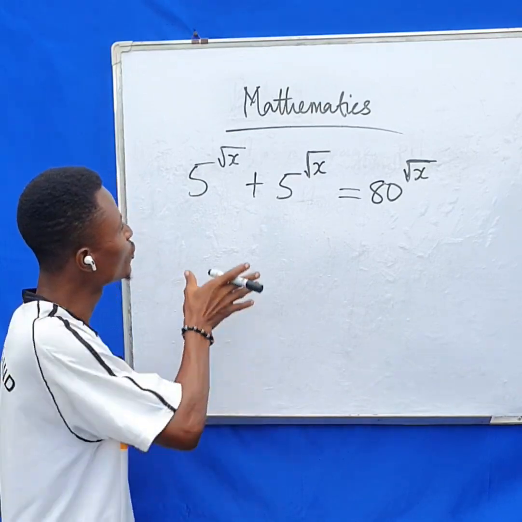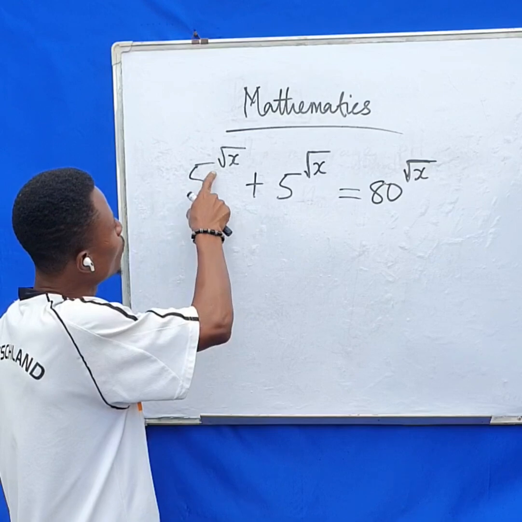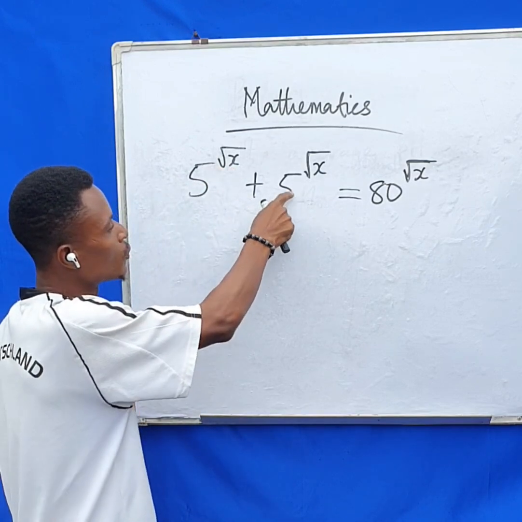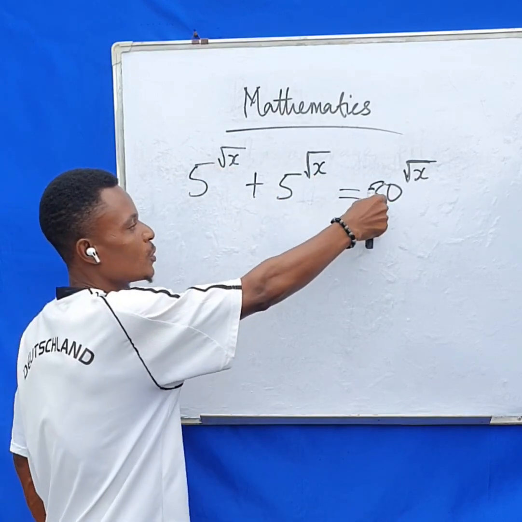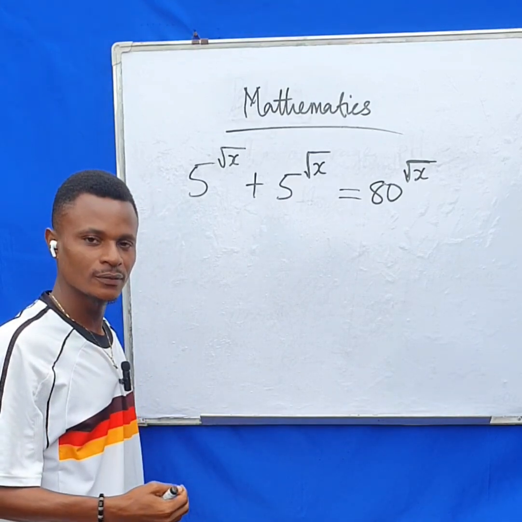Let me show you how to solve this kind of math question on the board. We are given 5 raised to the power of square root of x plus 5 raised to the power of square root of x equal to 80 raised to the power of square root of x. And we are expected to find the value of x.